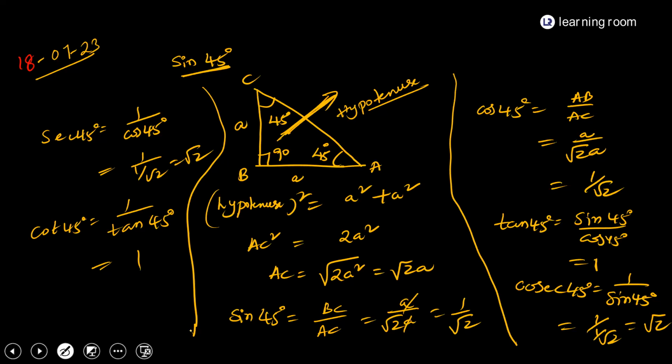Now we do it for 30 and 60. Similar procedure, but with a different triangle. We need to consider a different triangle because the angles have to change. If we consider the same triangle, the angles will be 90, 45, 45. So we have to consider a different triangle so that the angles will be 30, 60. So now we consider an equilateral triangle.